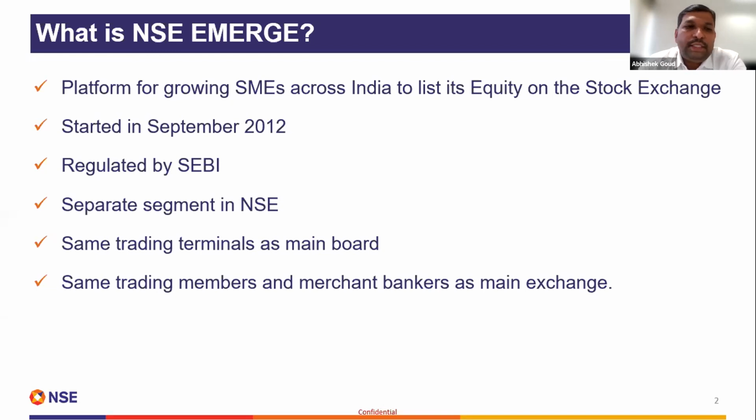When a company gets listed, it is available on the same trading screen where main board listed entities, like your big Reliances and other entities across the country, are listed. The intermediaries who facilitate this segment are similar. That is, the merchant bankers and the trading members are the same for both the main board and the SME platform. So there is a proper match between the main board and the SME platform.